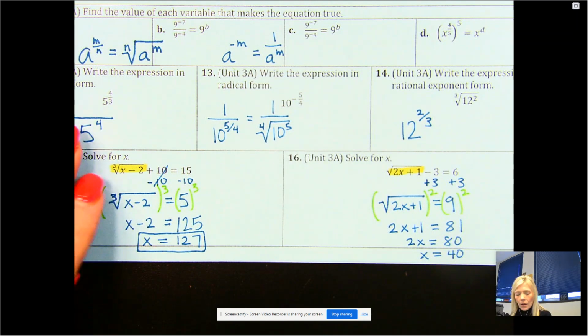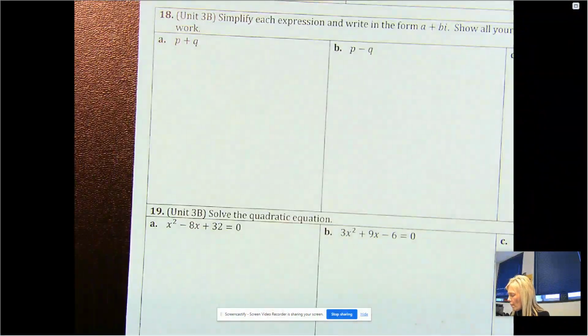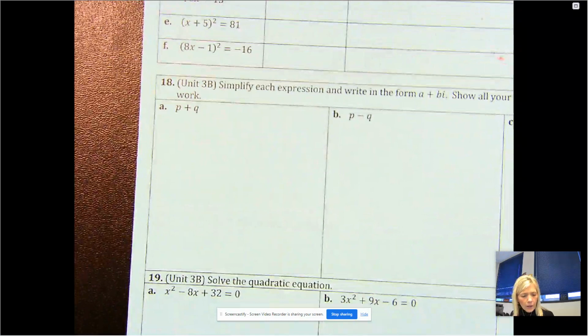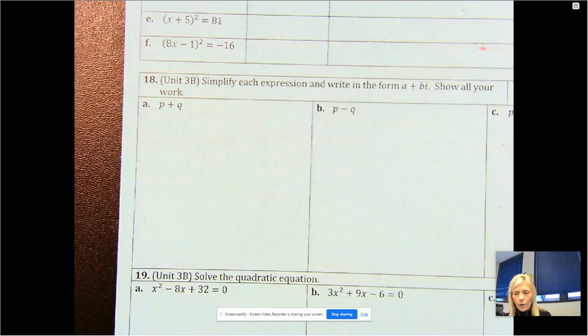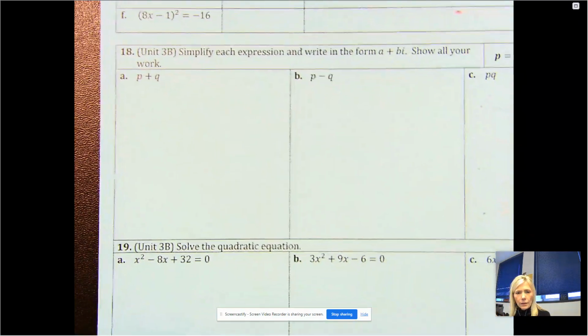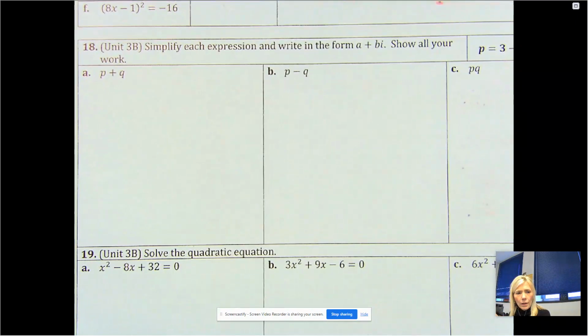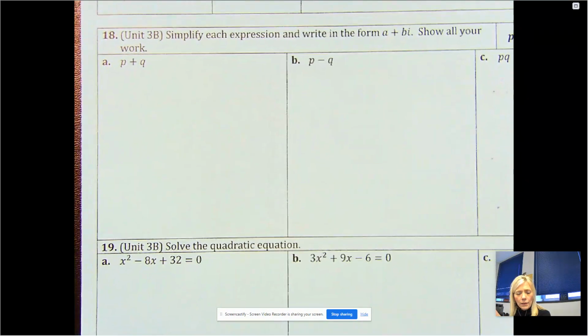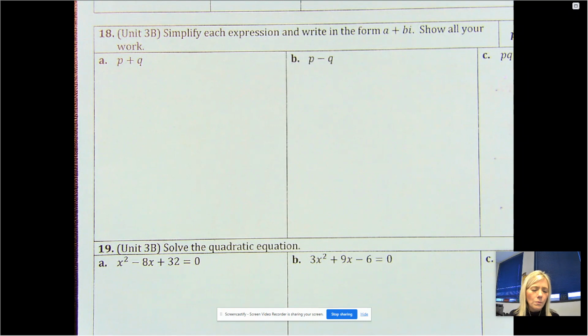Yeah, so that's it on solving root equations or radical equations. I'm just going to do quickly 2 problems from 18 and then 1 problem from 19. Okay. So we did do 18 in class, but in case you missed it, I'll give it a shot again.